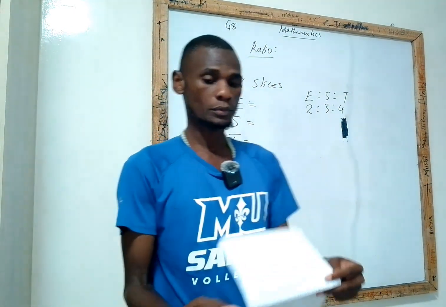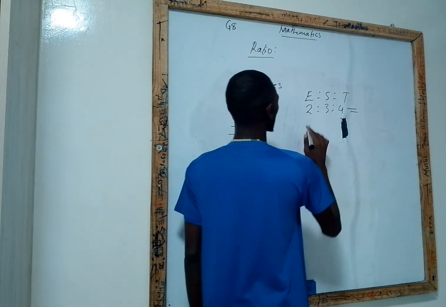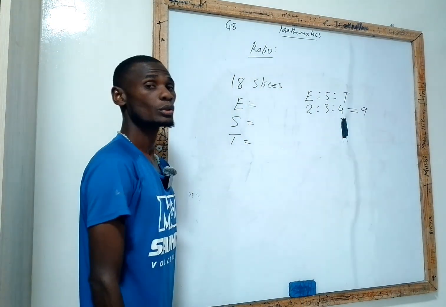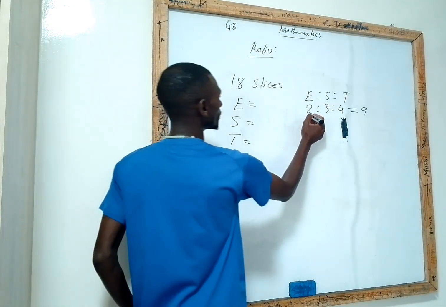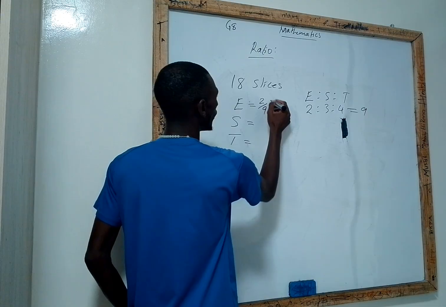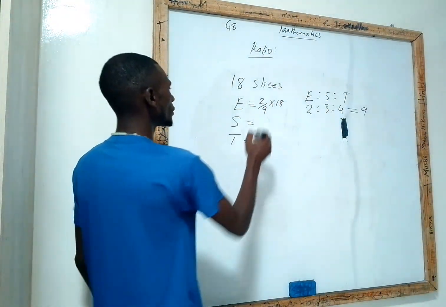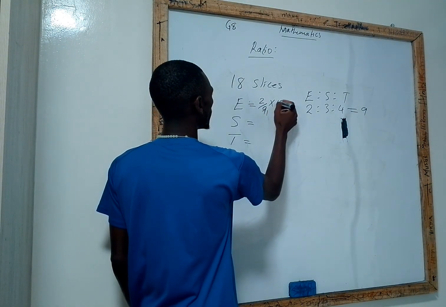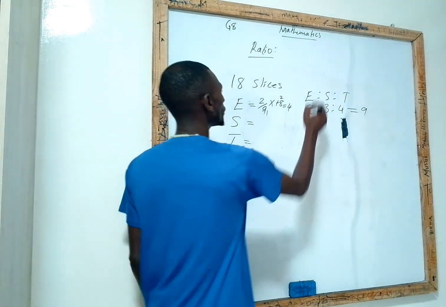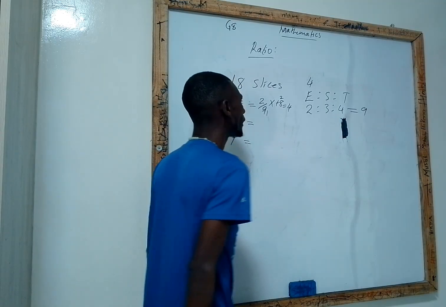So the first thing we do, as usual, we get the total ratio. We add all this. So this one is 9. If you want to get what each person got, this first person is 2 over 9 times the total number of slices, 18. 9 into 18 is 2, 2 times 2. So this one ate 4 slices only. That is Elsie. So Elsie, you ate 4 slices. Let me write it on top of you here.